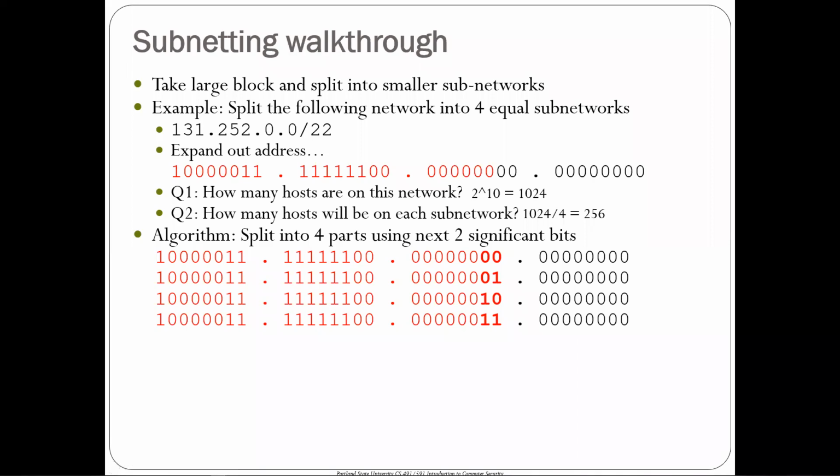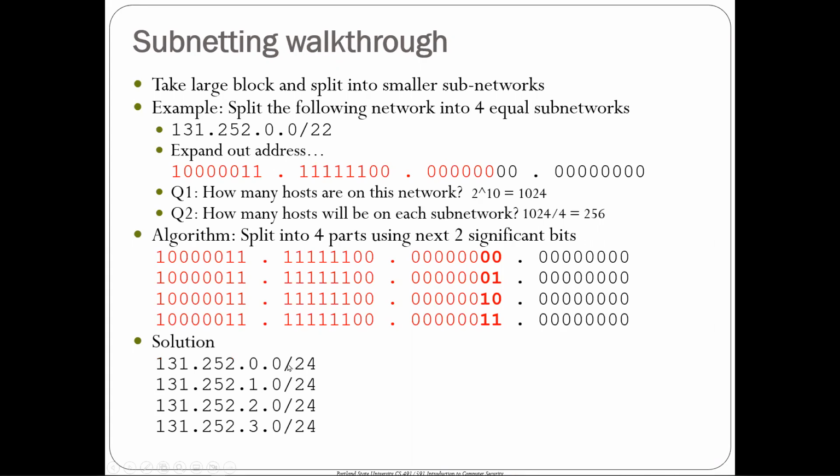That's the next part. And now I need to go the other way. What are the CIDR prefixes of each one of these 4? So the first one's easy because this is basically 131.252.0.0 again, but the number of bits that are in my network has increased by 2. So this is now 131.252.0.0 with 24 bits as the network part. Likewise, for the next one, this is 131.252.1.0/24, 2.0/24, and 3.0/24.